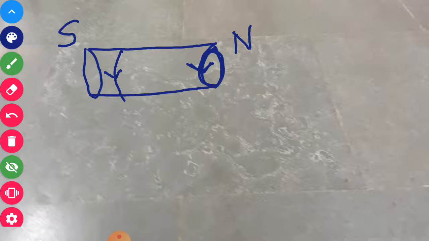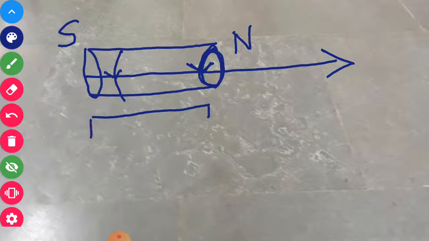And the magnetic moment is from south to north. This way also it can be understood. If you consider this as a bar of magnet, or a bar magnet, then also this is the south pole and this is the north pole, and the direction of the magnetic moment is from south to north.